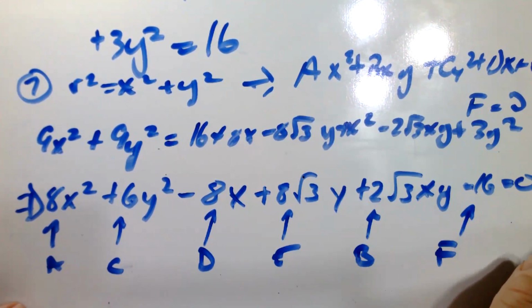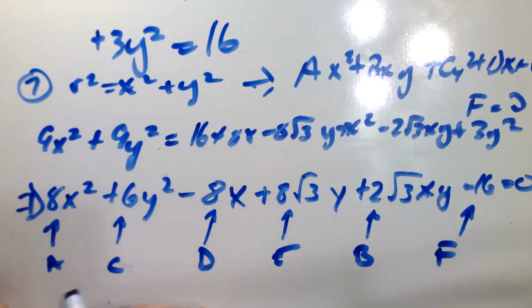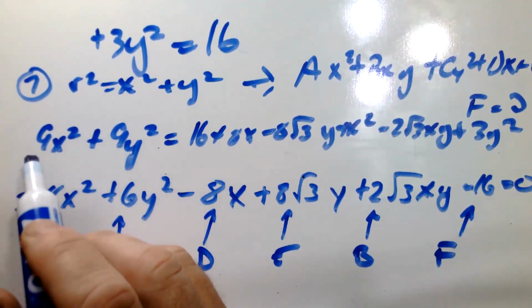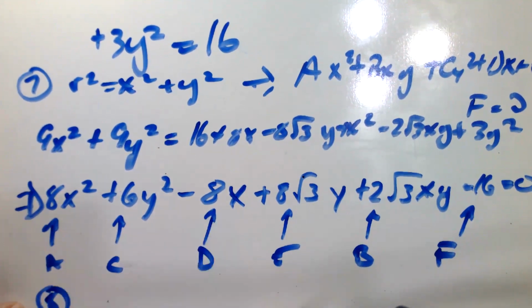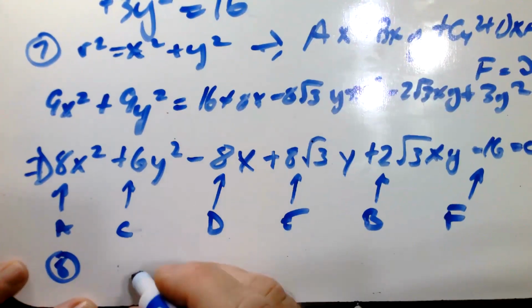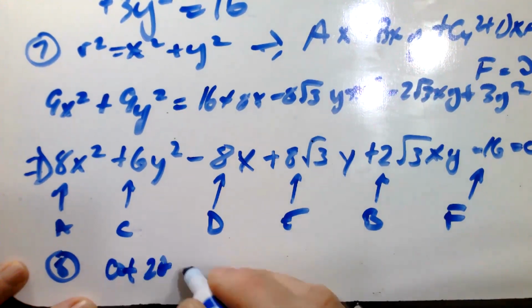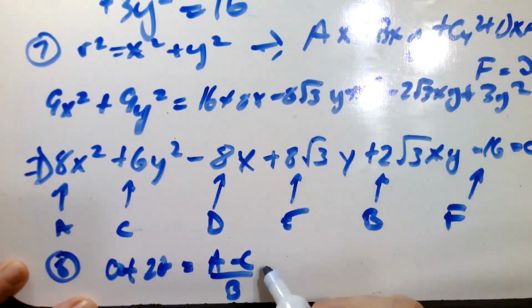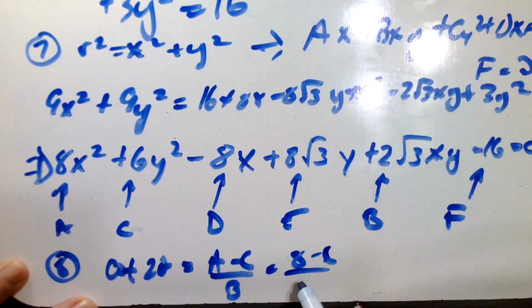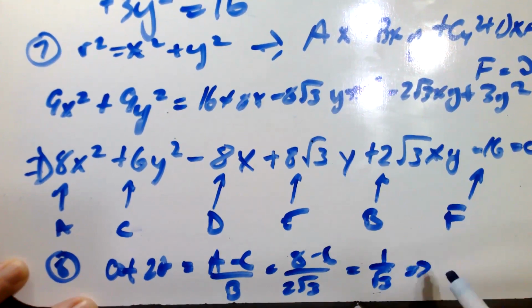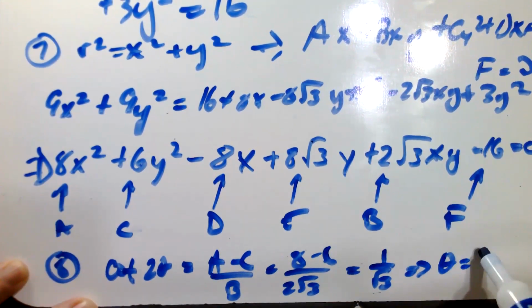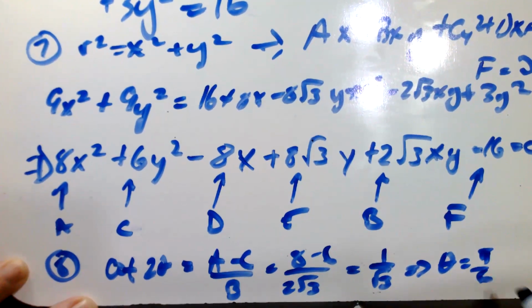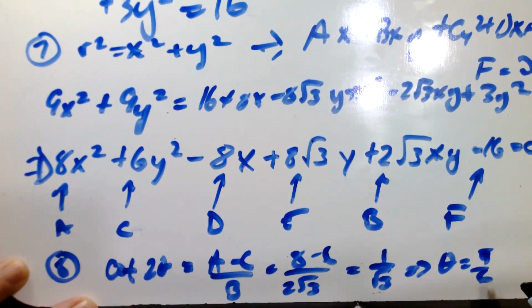And calculate the angle by which the axes have been rotated. All right, so this is step 8. To calculate the angle, the cotangent of 2 theta is equal to A minus C over B. So we have 8 minus 6 over 2 square roots of 3 equals 1 over the square root of 3, which implies that theta is equal to pi over 6, which should look familiar as the angle that we saw.